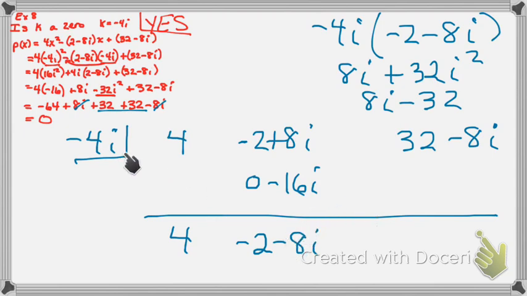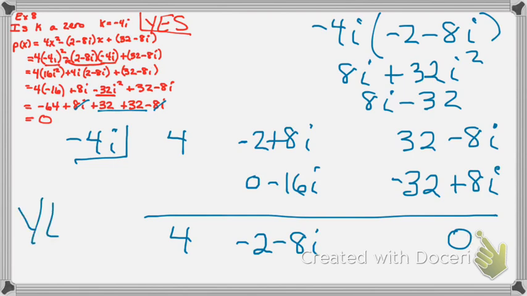All right, so when multiplying this times this, I ended up with 8I minus 32. That has to go right here. So I want to line them up. I'm going to put the negative 32 underneath the positive 32 and the 8I under the negative 8I. So I have negative 32 plus 8I. And when I put them together, I get 0. So what was the question? Is K a 0? Yes, because I got a 0 right here. Does that make sense? Yes. Okay, we're done with 5.2.